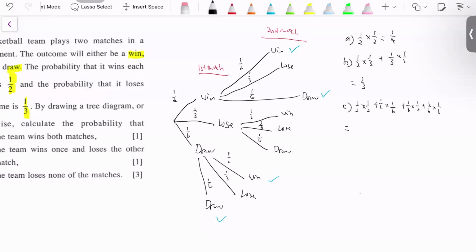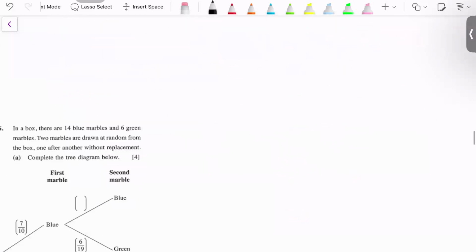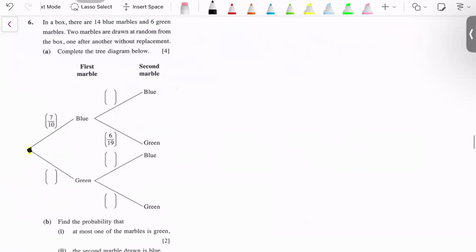And that should give us 4/9. So the probability of the team losing another match is 4/9. Okay, moving on. Question 6.